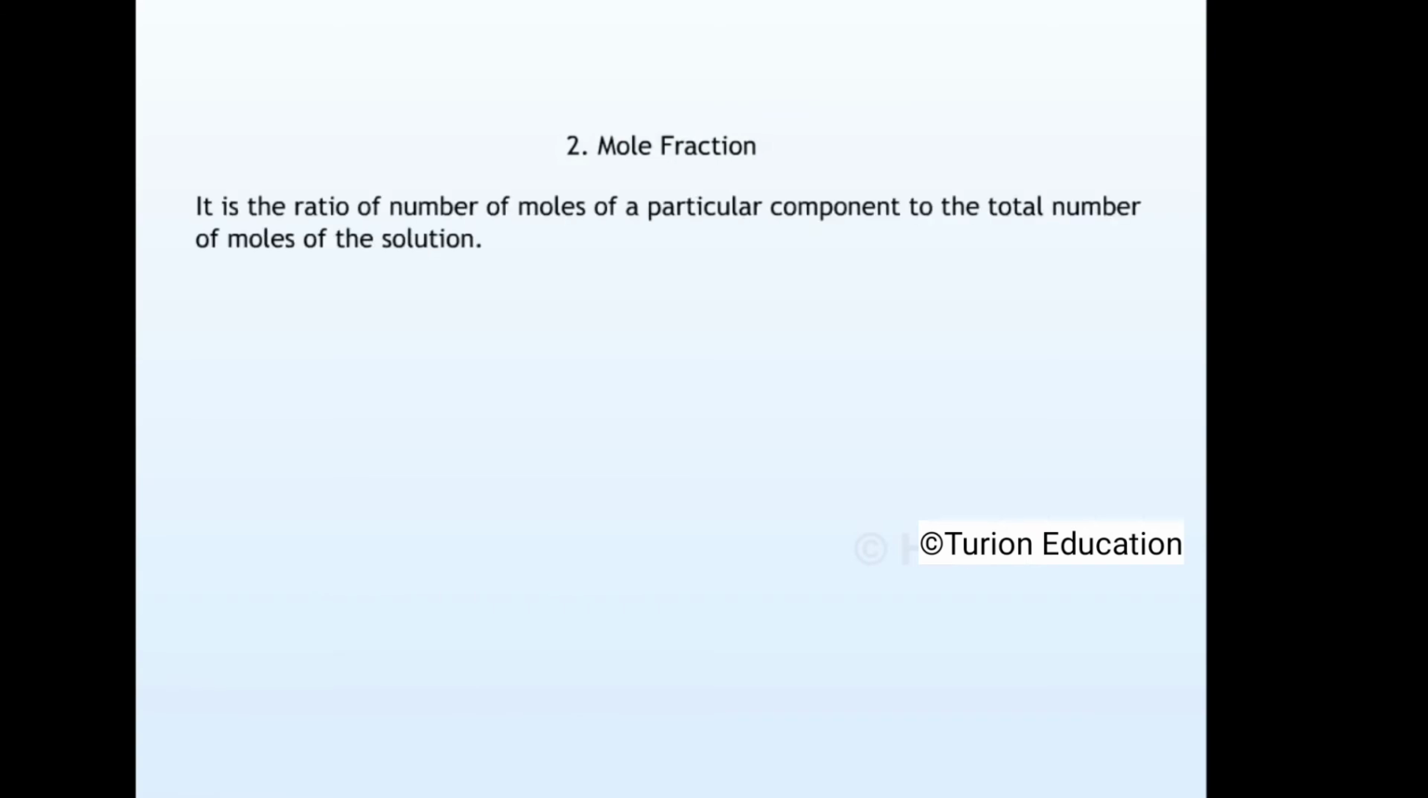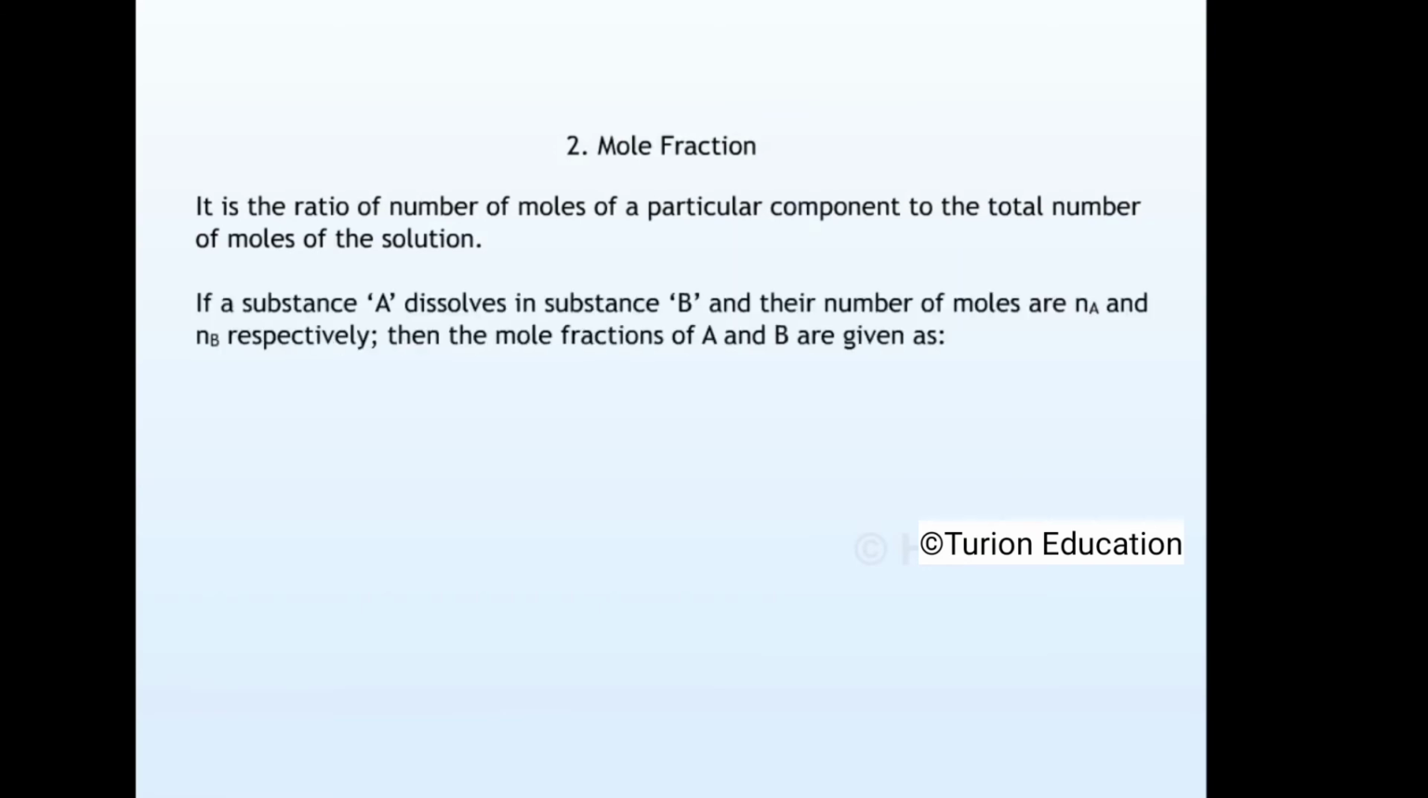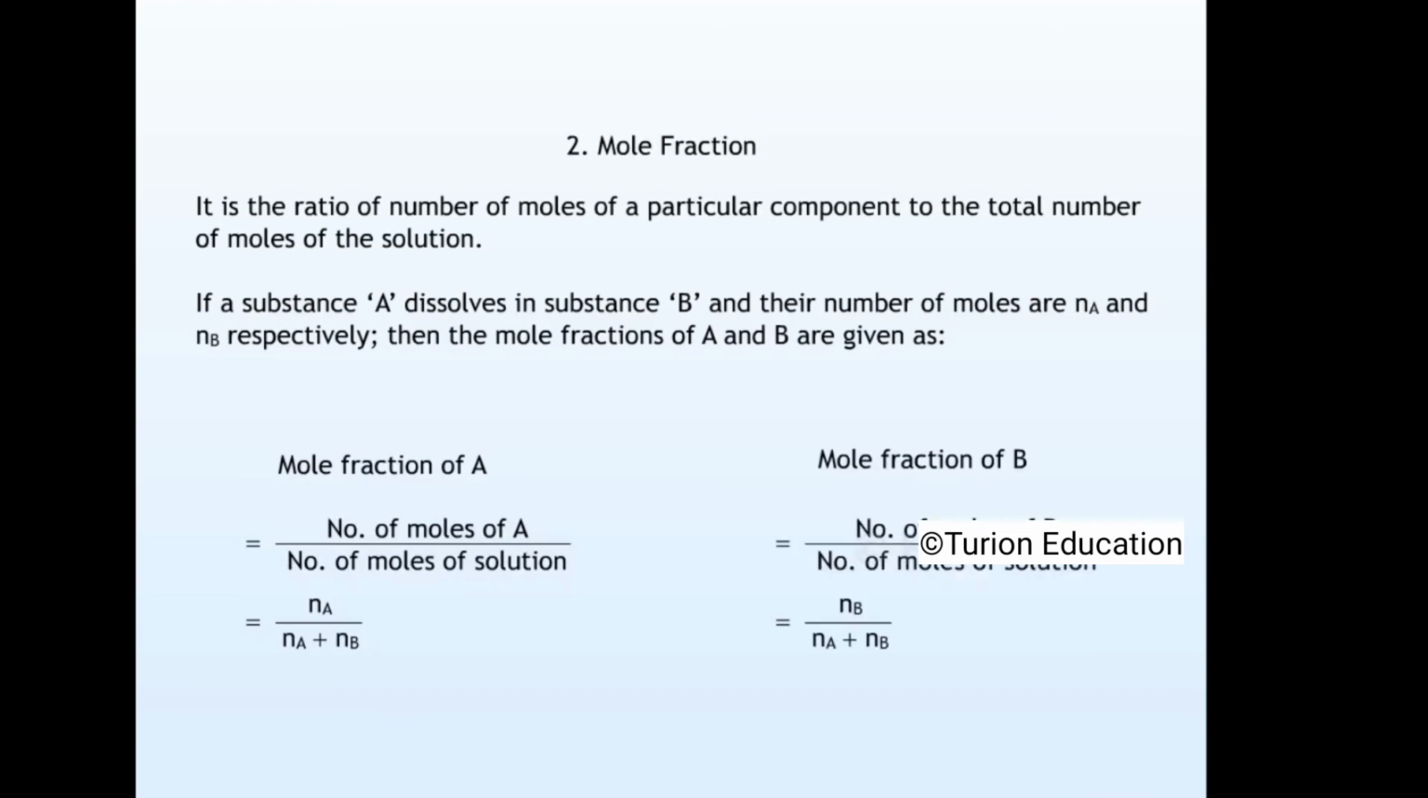We can also consider the fraction concept for a molecule. This is called mole fraction. It is the ratio of number of moles of a particular component to the total number of moles of the solution. If a substance A dissolves in substance B and their number of moles are Na and Nb respectively, then the mole fractions of A and B are given as: mole fraction of A is equal to number of moles of A by number of moles of solution. This is equal to Na by Na plus Nb. Also, mole fraction of B is equal to number of moles of B by number of moles of solution. This is equal to Nb by Na plus Nb.